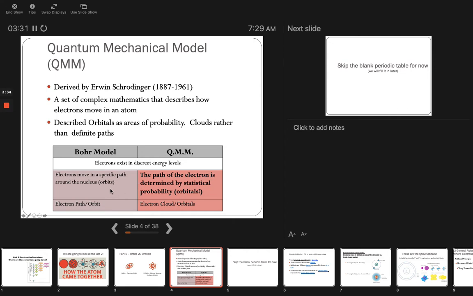So in the planetary Bohr model, electrons moved in a specific path around the nucleus that they called orbits. So it was sort of the electron path model. In the quantum mechanical model, which we abbreviate here as QMM, the path of the electron is determined by statistical probability. It was more like a cloud, like an area, as opposed to a defined path. And we called these areas orbitals.